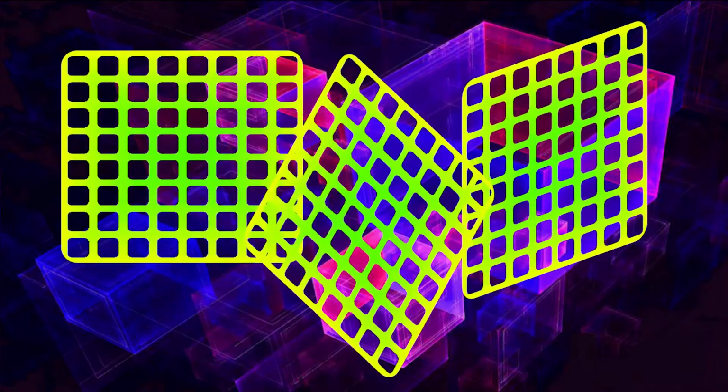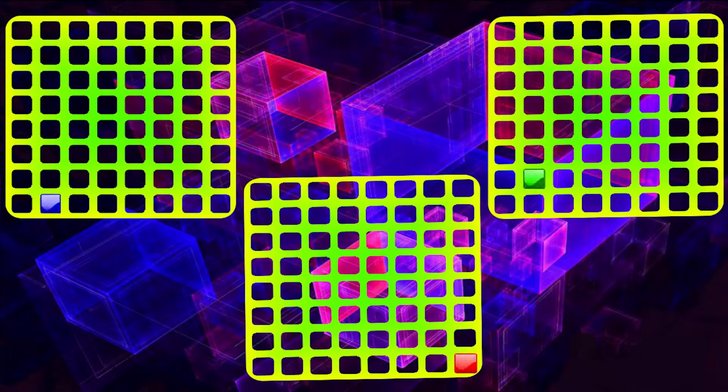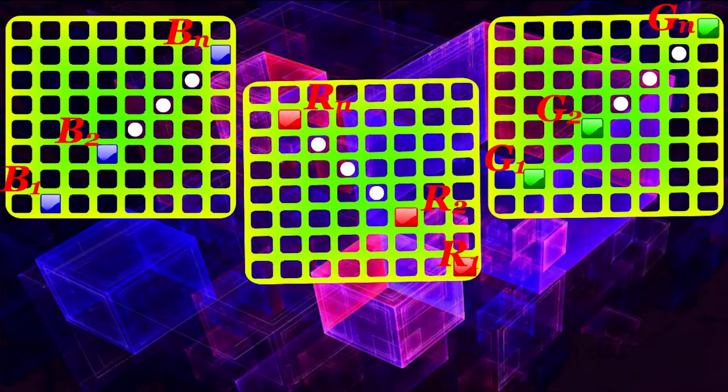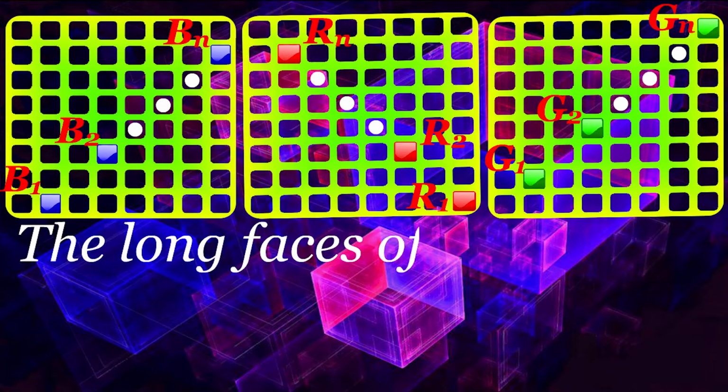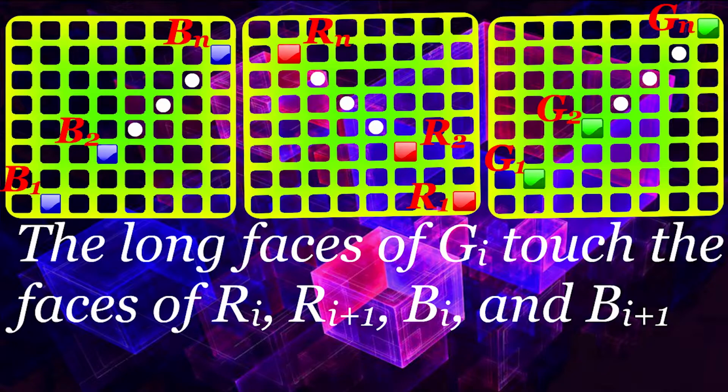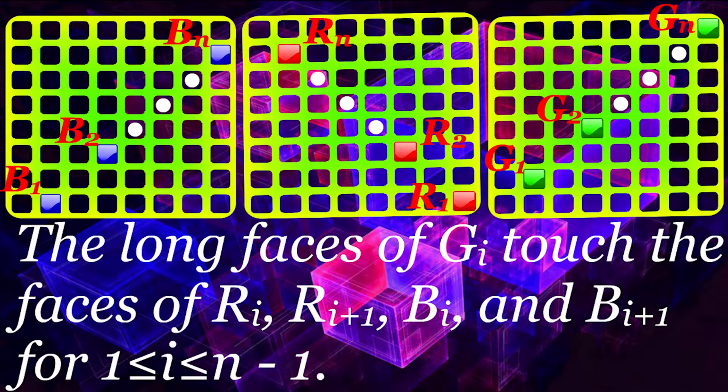To prove that our cube is in equilibrium by the previous construction, observe that if we denote the green, blue, and red beams by G_i, B_i, and R_i, where the index i is between 1 and n, then the long faces of the beam G_i touch the faces of the beams R_i and R_{i+1}, and the faces of the beams B_i and B_{i+1}, for i between 1 and n-1.